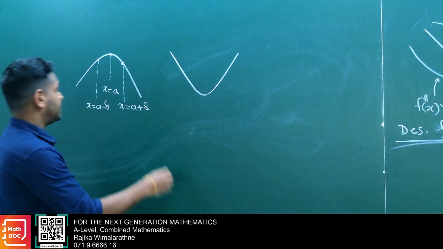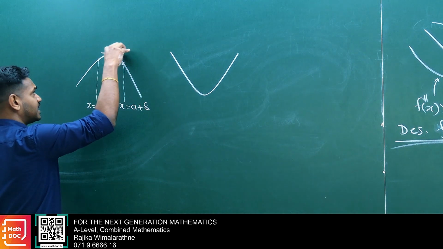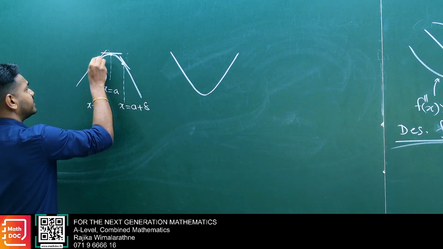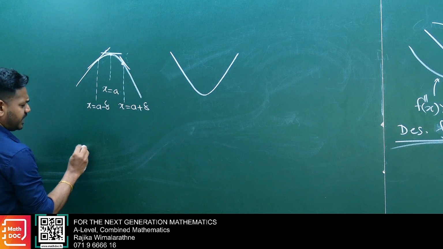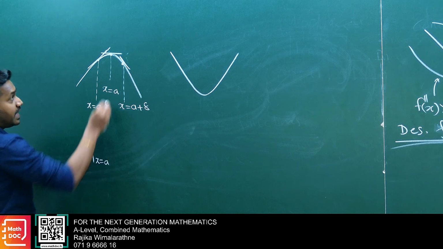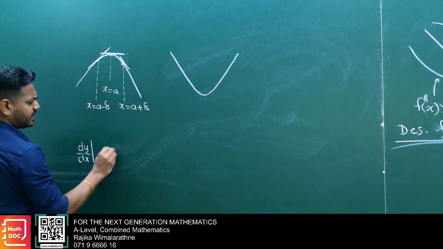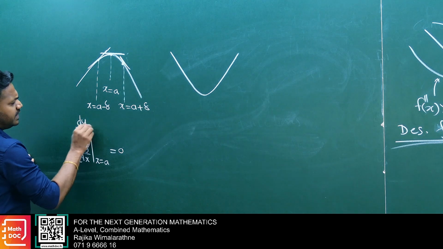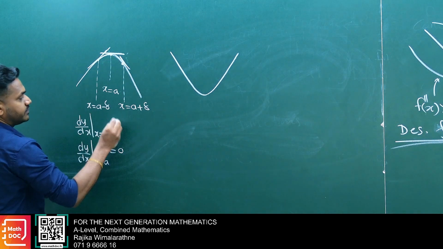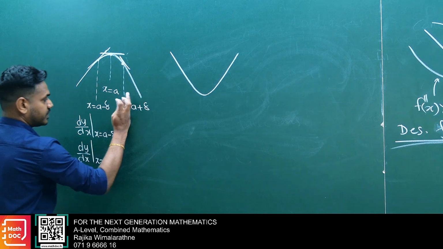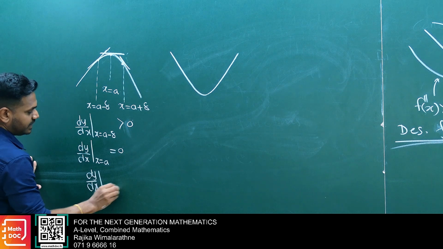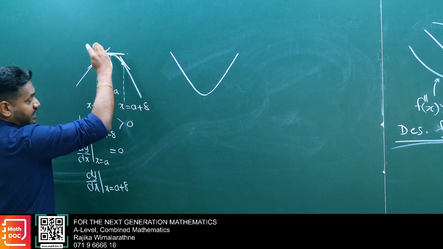Okay. Then when you sketch a tangent here, we know that is parallel to x-axis. Here obtuse angle, and here acute angle. Therefore, when you consider dy by dx or f dash x at x equals a, that is 0, no? 0. Then dy by dx at x equals a minus delta, positive, greater than 0. Then dy by dx at x equal a plus delta, negative.